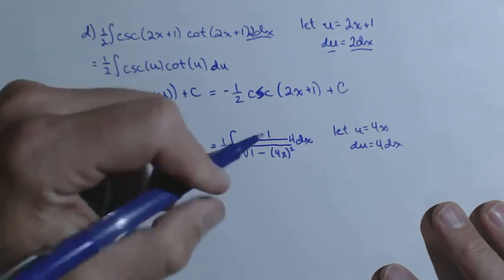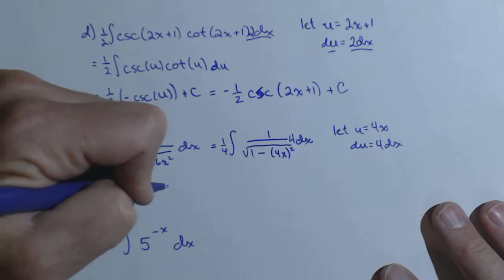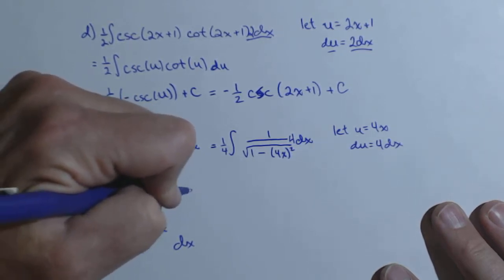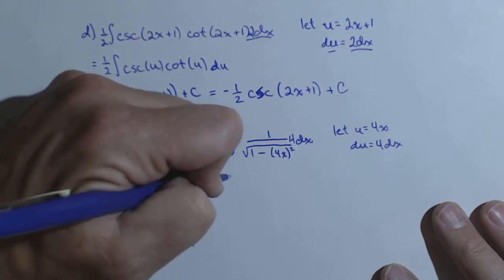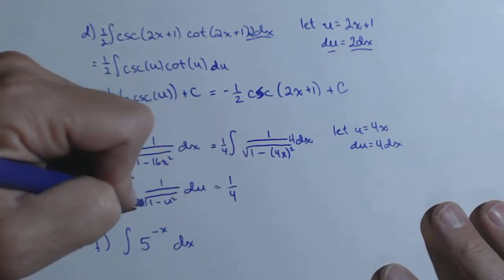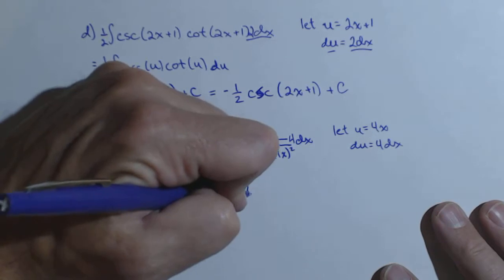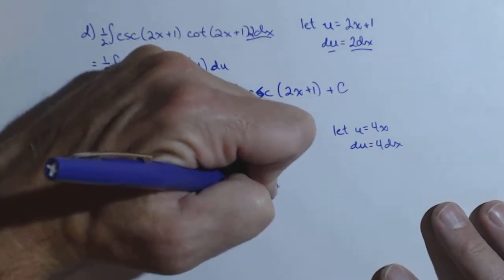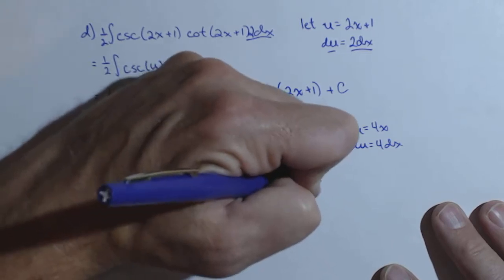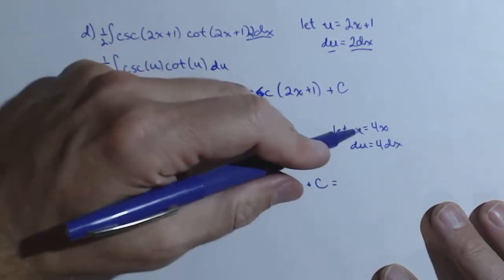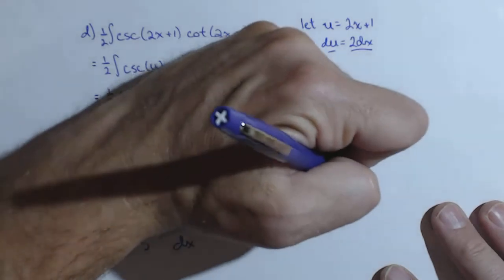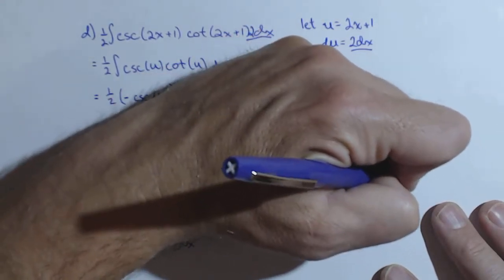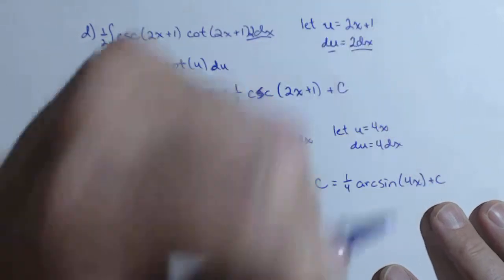So I have 1/4 the antiderivative of 1 over square root of 1 minus u squared du. Now we have a function that has that as a derivative, and that's our arc sine. So it's 1/4 times arc sine of u plus c. And now our last step is to substitute back. 1/4 arc sine of 4x plus c.